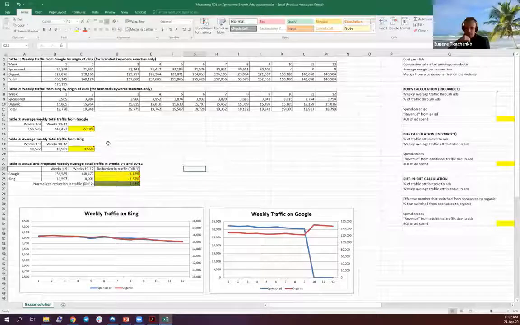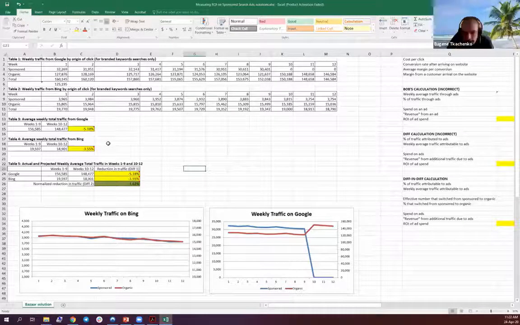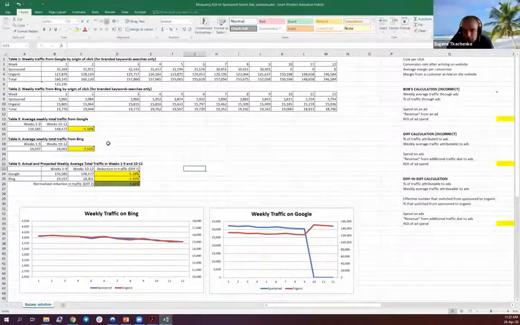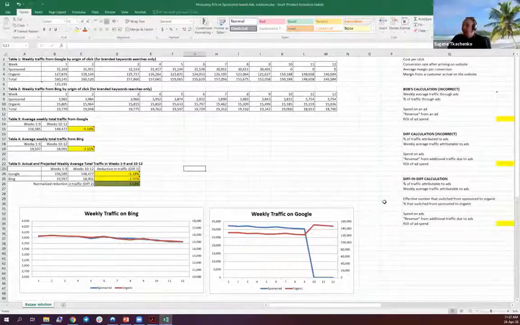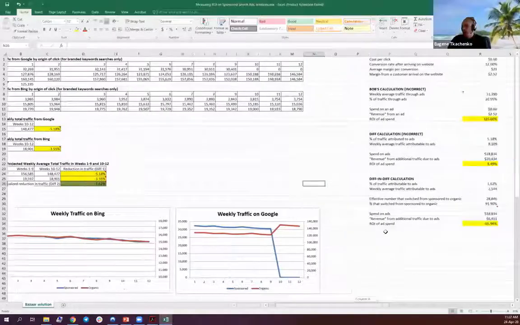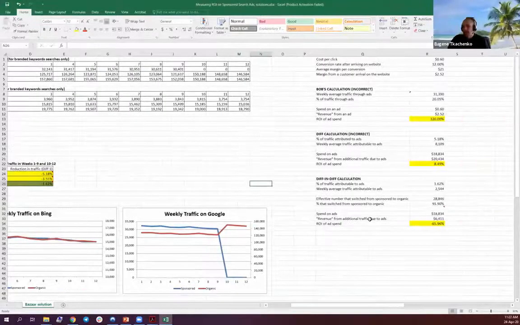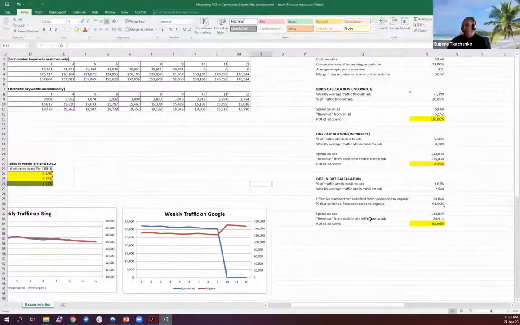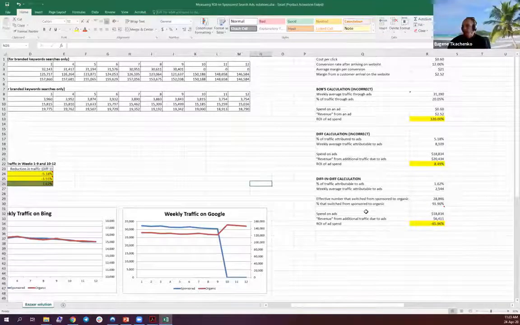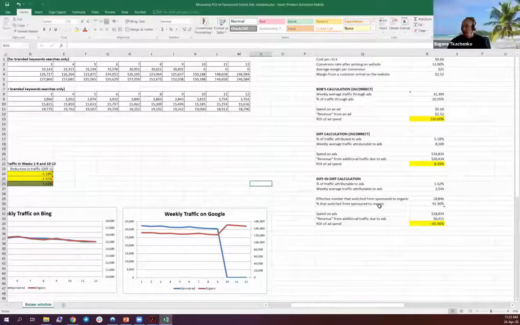Oh, I see some questions. He assumed 100%, not 20%. That's correct. And also the basic assumptions that Bob was operating with weren't correct. So that was part of the issue, how these calculations went sideways.